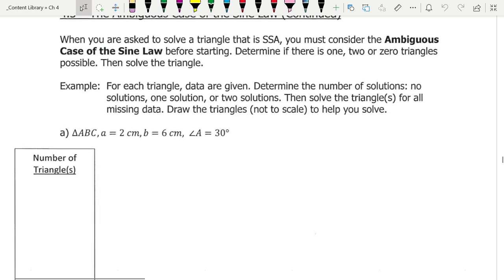For each triangle, data are given. Data is given? Data is given? Terrible, terrible grammar. Determine the number of solutions: no solution, 1 solution, or 2. Then solve the triangle for all missing data.